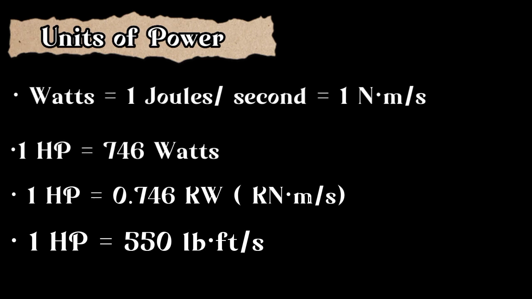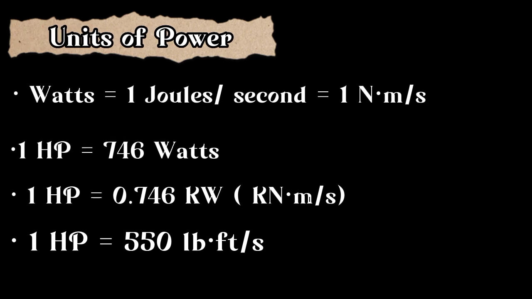Now, let's discuss the units of power. Watts is equal to 1 joule per second, or it is also equivalent to 1 Newton meter per second. 1 horsepower is equal to 746 watts or 0.746 kilowatts, and also kilonewton meter per second. And also 1 horsepower is equivalent to 550 pounds-feet per second. So those will be the units that we are going to use.